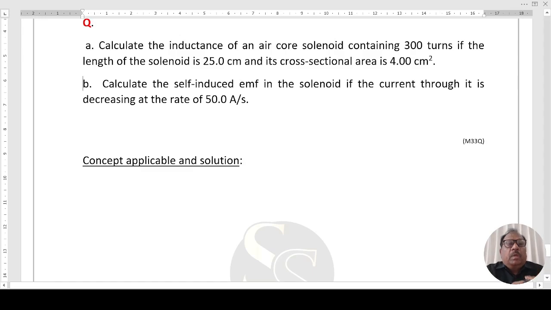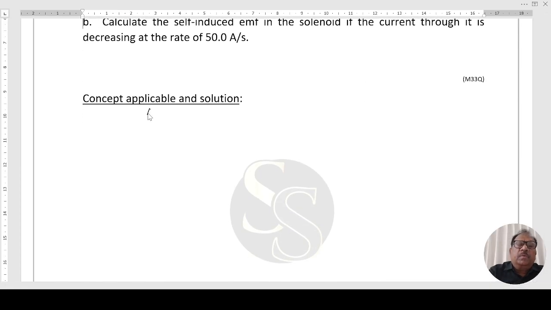Question is, calculate the inductance of an air-cored solenoid containing 300 turns, if the length of the solenoid is 25 cm and cross-section is 4 cm square. B part, calculate the self-induced EMF in the solenoid if the current through it is decreasing at a rate of 50 ampere per second. Concept applicable in solution.